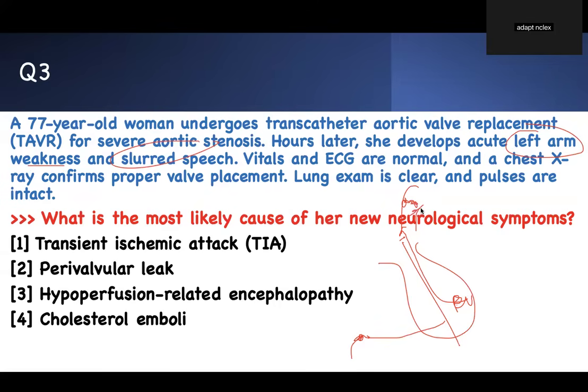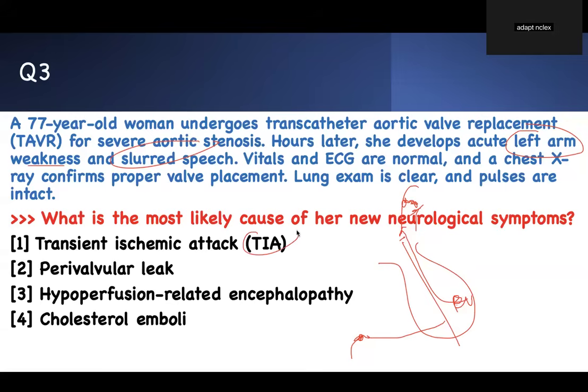You see, I'm trying to analyze the question so that you can be comfortable when you're doing that. You too need to analyze it and say, okay, this is what is happening. Now, after aortic valve replacement, right, transcatheter one, all of a sudden I have left arm weakness and slurred speech. Something bad is happening. Is the valve ruptured? Is it leaking? But the X-rays look fine. The valve is in the right place. Your lung is fine. So nothing wrong with your lung and your pulses are intact. The patient is stable. Vitals are stable. What is the most likely cause?